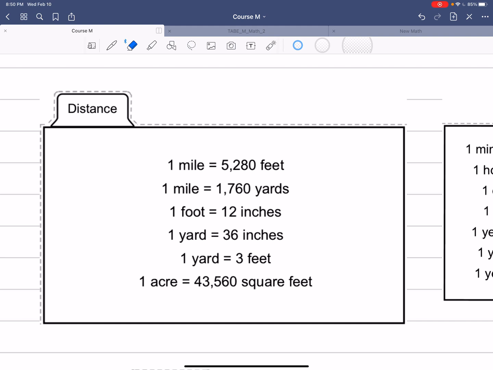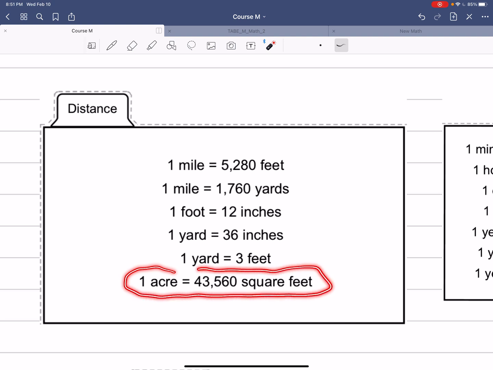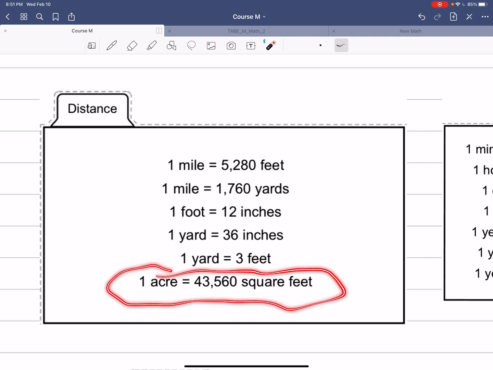But the units are mile, yard, feet, inches, and then I have included one here for square feet because I wanted you to know what an acre was. This is an area measurement because we're looking at square feet, the amount of ground covered. But an acre sometimes pops up in math questions, and I just wanted you to have that one. And I'm not going to read all of these. I'm just pointing out things here.